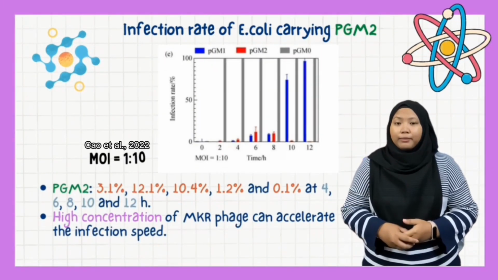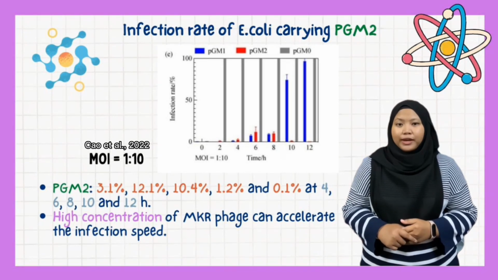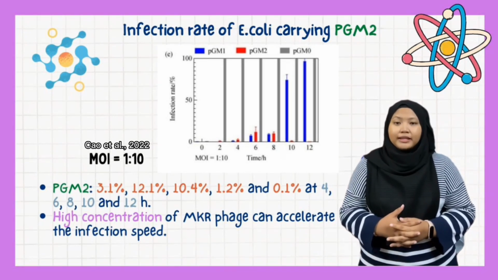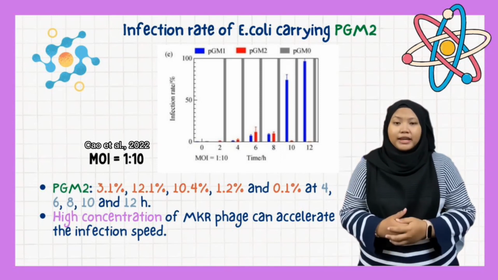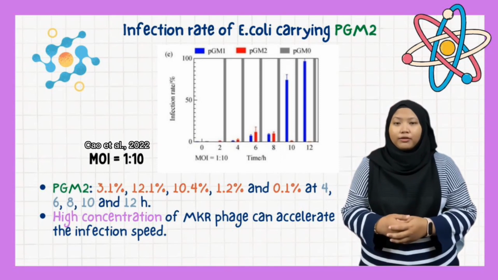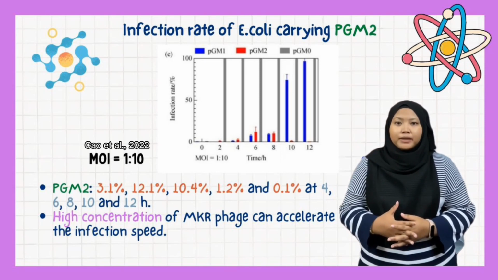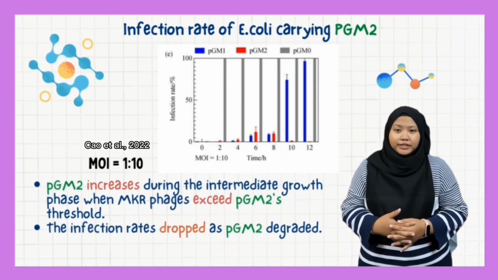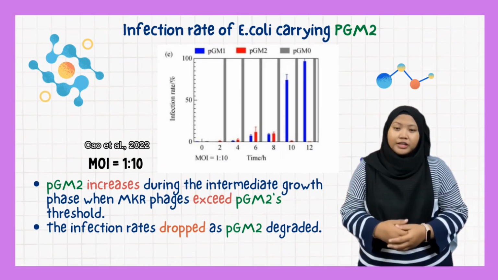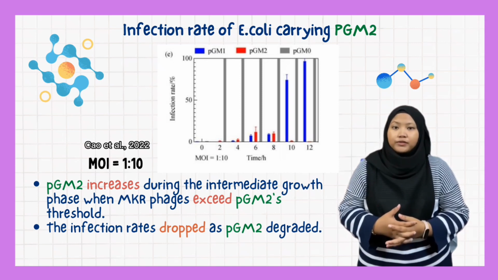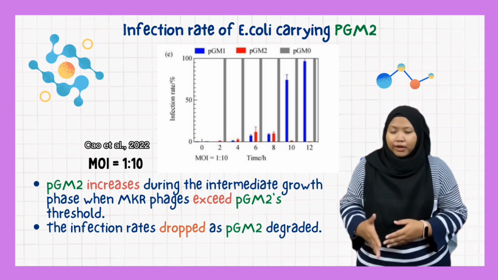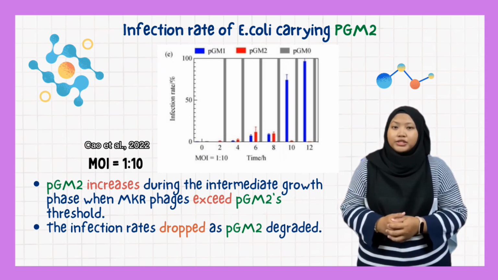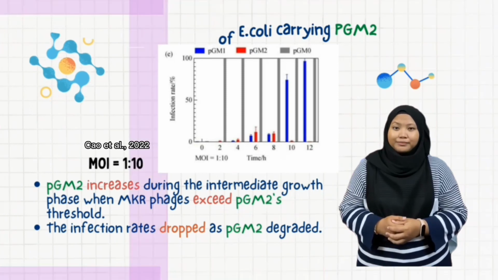At 1 to 10 MOI, E. coli carrying PGM2 had infection rates of 3.1%, 12.1%, 10.4%, 1.2% and 0.1% at 4, 6, 8, 10 and 12 hours. High concentration of the MKR-PAGE can speed up the infection. When the quantity of MKR-PAGE in the system exceeds PGM2's threshold, E. coli carrying PGM2 infection rate increased at the middle stage, which is at 4, 6, and 8 hours. However, the continuous degradation by PGM2 decreased the infection rate over time.